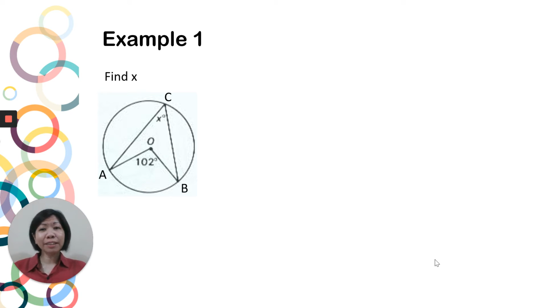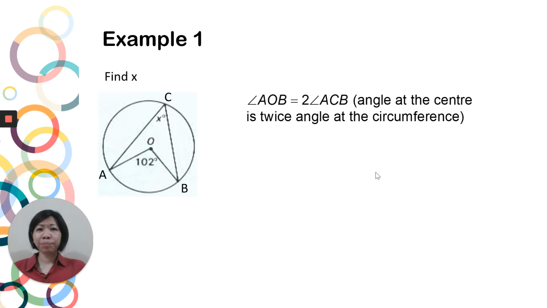Do you see two angles on this diagram? The first one, angle AOB, is angle at the center. And the second one, angle ACB, is an angle at the circumference. So by recalling the first theorem, you can say that angle AOB is twice angle ACB. That means the value of angle x will be half of 102 degrees, which is 51 degrees.